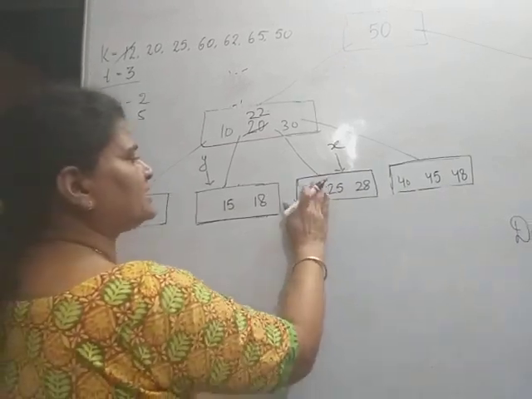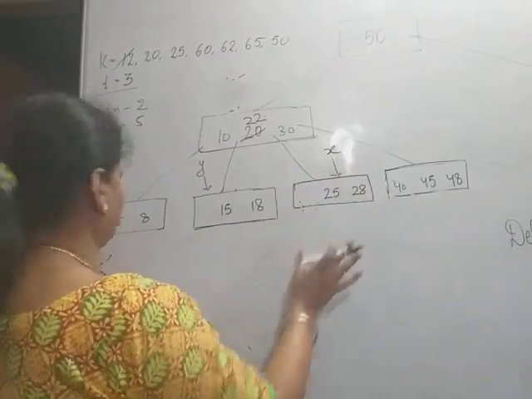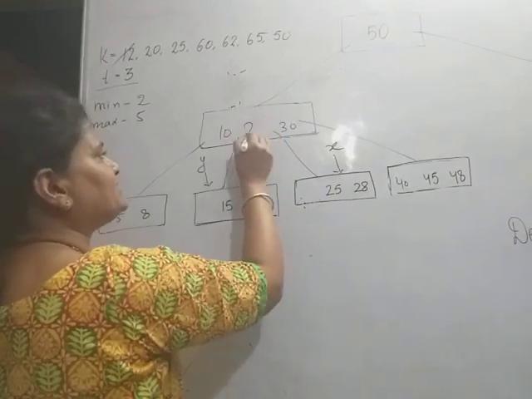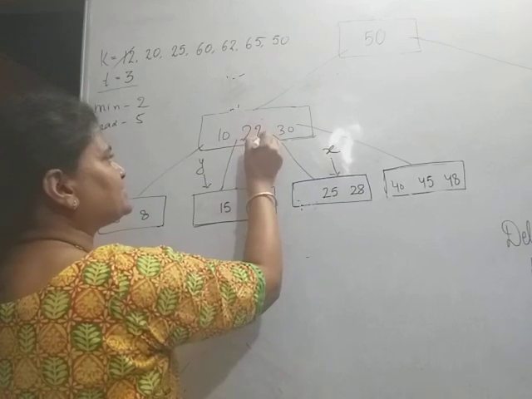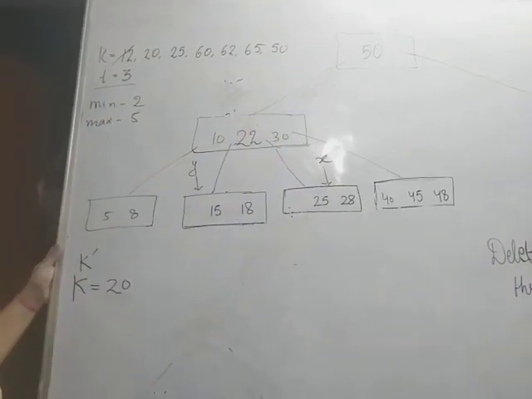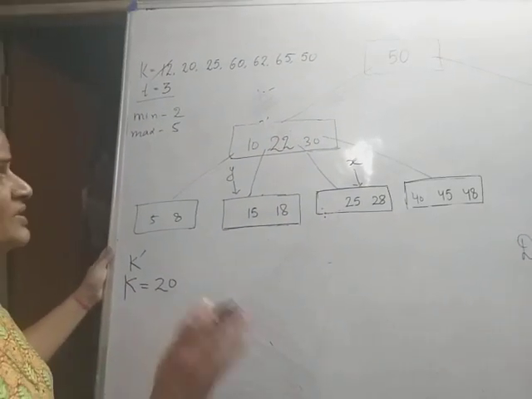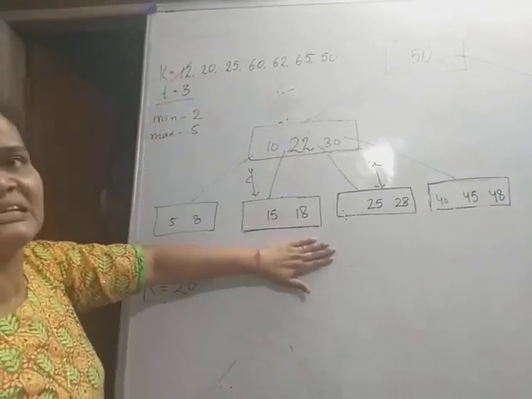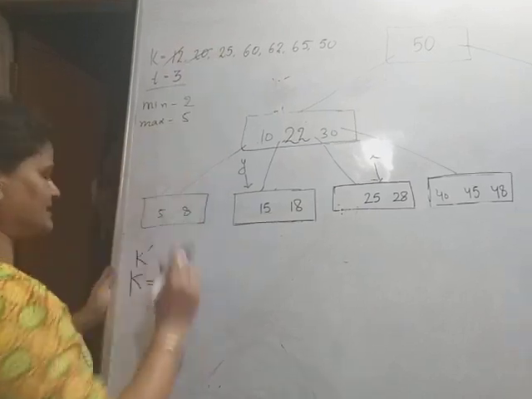So after the deletion of 20, this is the resultant B tree. Now you draw the separate diagram. After deleting 12 and 20 in the original B tree, this is the resultant B tree. Now the next key is 25.